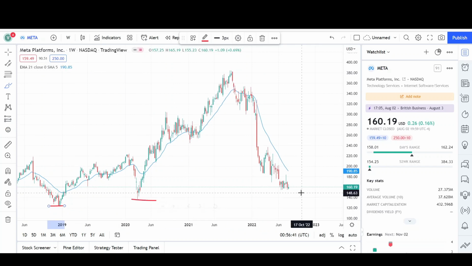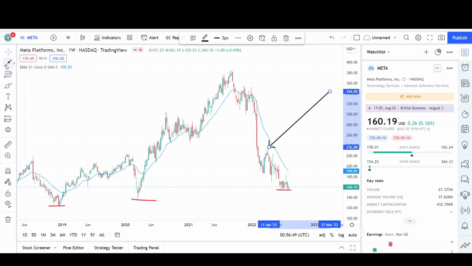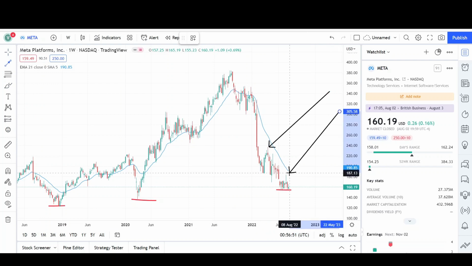So I'm looking for continuation of the downtrend. I don't think we have bottomed. And you can also see that we're still below the EMA on the weekly chart. So no reversal signs as of right now. Looking for lower price targets.